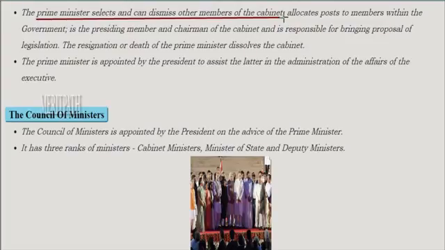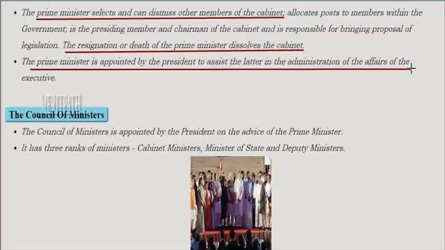The Prime Minister selects and can dismiss the other members of the Cabinet. He allocates the posts to the members within the government, and he is the presiding member and chairman of the Cabinet and is responsible for bringing proposals of legislation. The resignation or death of the Prime Minister dissolves the Cabinet. Prime Minister is appointed by the President to assist the latter in the administration of the affairs of the executive.